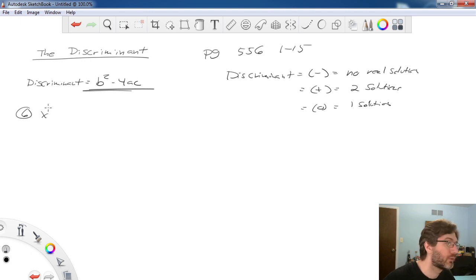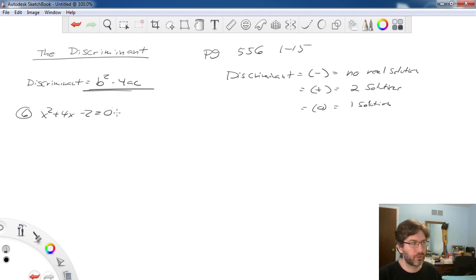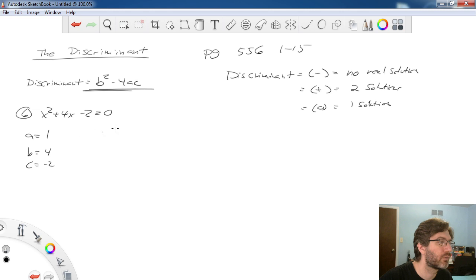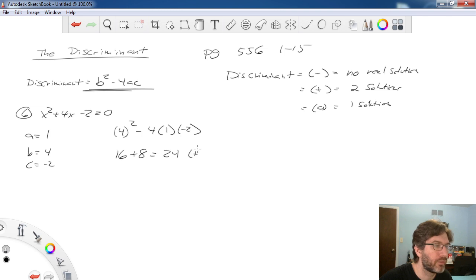Number 6 is x squared plus 4x minus 2 equals 0. Again, it equals 0, so make sure it equals 0. If it doesn't, move it around. Here, a is still 1, b is 4, and c is negative 2. So you get 4 squared minus 4 times 1 times negative 2. 4 squared is going to give you 16. Negative 4 times 1 is negative 4. Negative 4 times negative 2 is positive 8. And this equals 24, which is positive, and therefore it has 2 solutions.